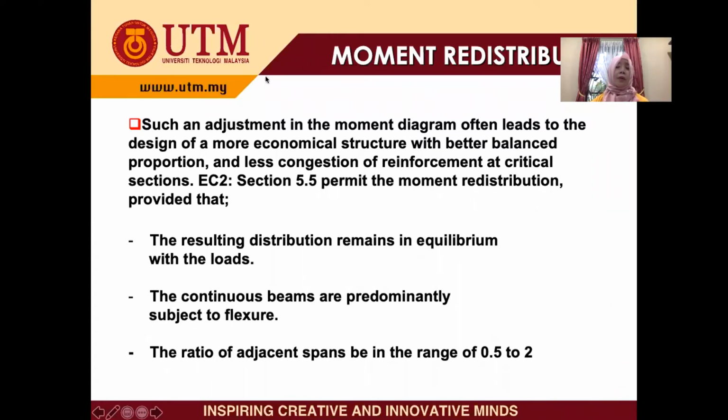Sorry. Okay, and then we assume that the continuous beam is dominantly subjected to flexure. And the last one, the ratio of adjacent spans must be in the range of 0.5 to 2. So the difference between adjacent spans is 0.5 to 2. Then we can apply the redistribution.